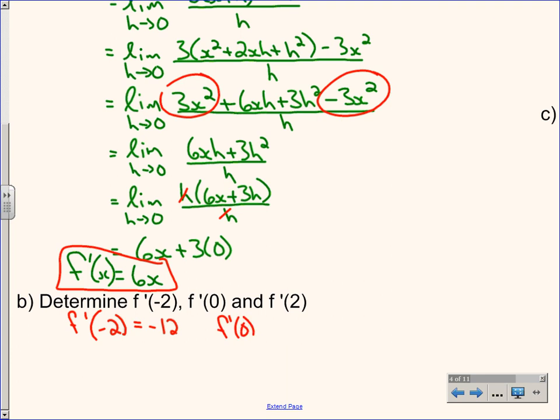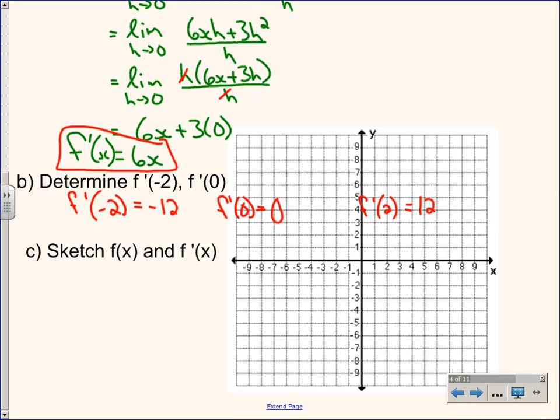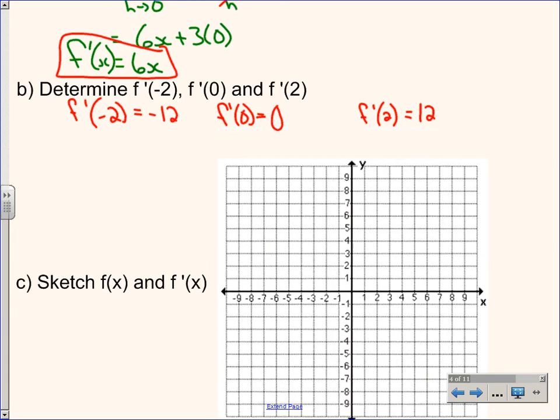If I do f prime of 0, that's 6 times 0, that's 0. So we have a slope of 0. That's very significant for us in the course. Whenever you have a slope of 0, that means the slope's horizontal, which means you have a horizontal tangent. That actually indicates that you must have a maximum or a minimum at that point. And f prime of 2 would be 12. So we were able to get the 3 of those. There we go.